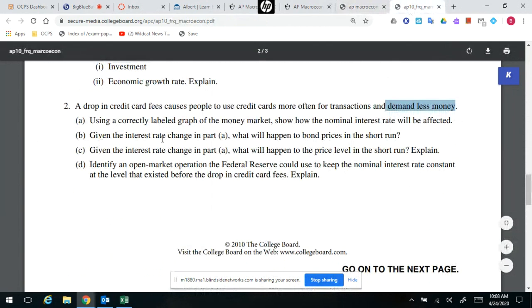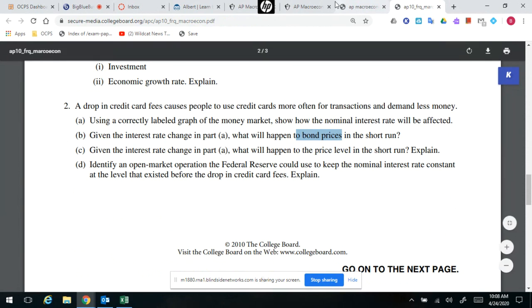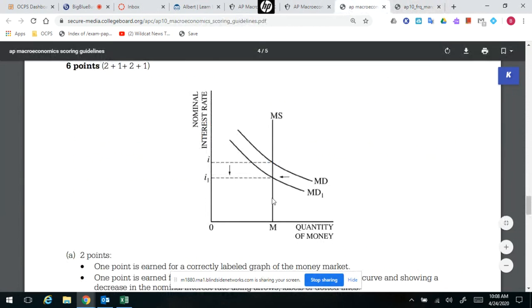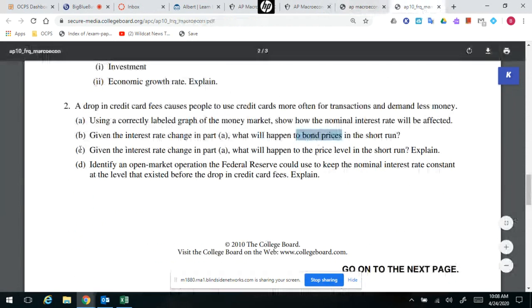Given the interest rate change in part A, what will happen to the price of bonds in the short run? So bond prices are inversely related to interest rates. As your interest rates go down, bond prices go up. Bond prices go up.